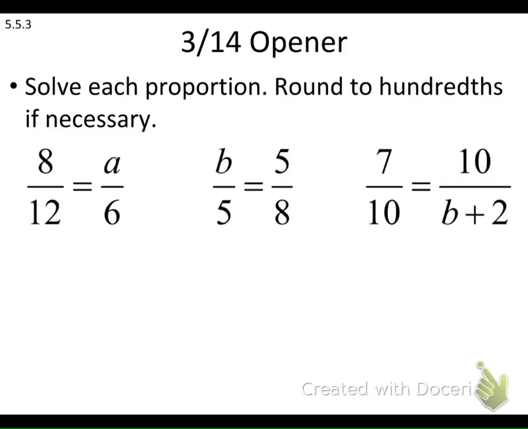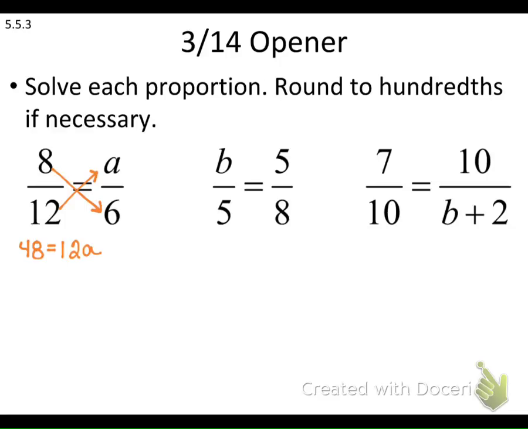6 and 8. Okay, so we're going to take 8 times 6, and what do you get? 48. So 48 equals, and then what are you going to multiply? 12 times 8. Which equals? 12a. Good. So now we have a one-step equation that we're going to solve for.